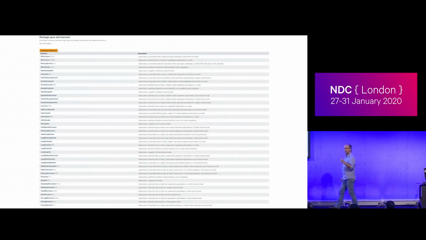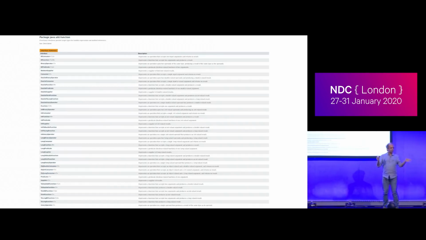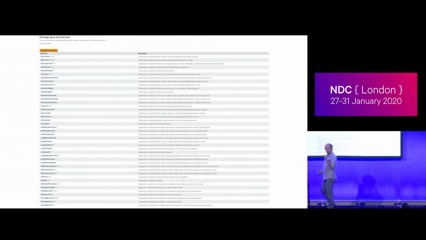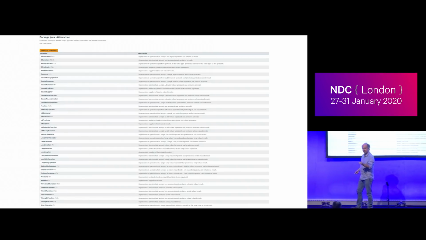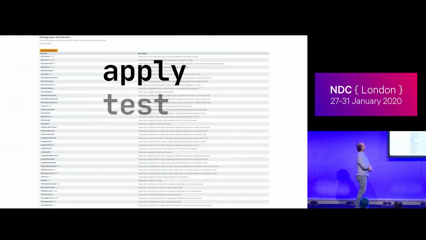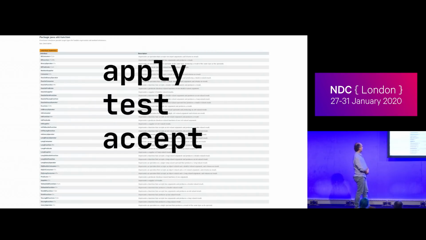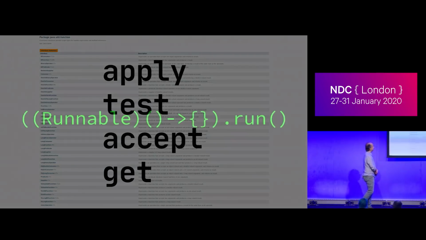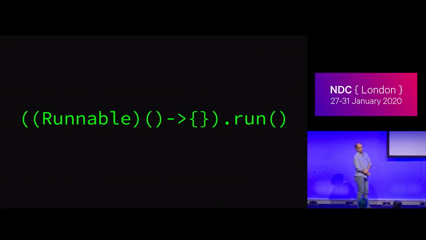So did they choose a consistent name? Given that normally how you call a functional abstraction is to use open parens, close parens, that is the one syntax to rule them all. So surely they must have chosen one consistent name. No, they didn't. Some of them are called apply, some of them are called test, some of them are called accept, and some of them are called get. So there are four different names. Actually, it turns out there's five, because if we want to do this one, there's run.